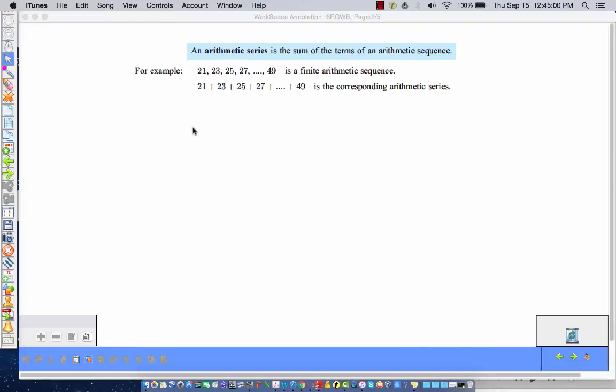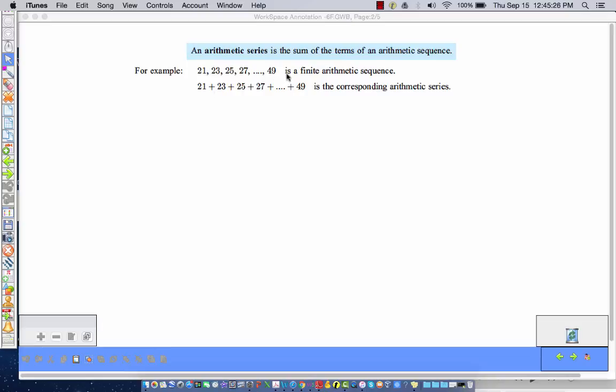We've already talked about this in class a bit. An arithmetic series is the sum of the terms of an arithmetic sequence. So if I have this sequence right here that is increasing by 2, so it has a common difference of 2, and I add up every single one of those terms, that is a series. The series is actually the sum after I'm done adding.